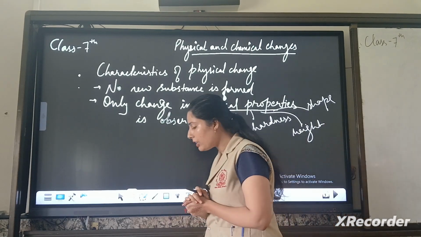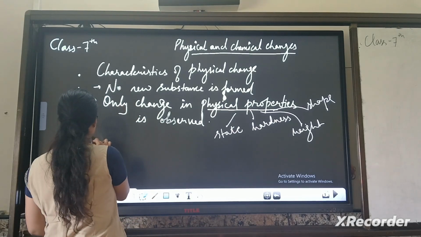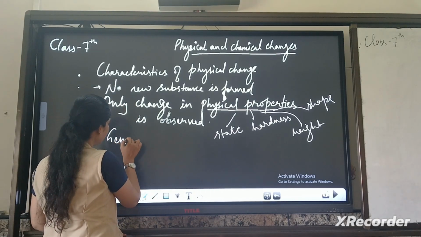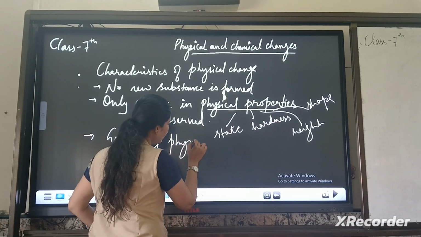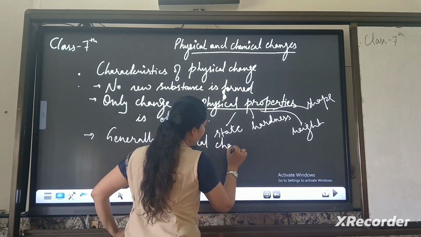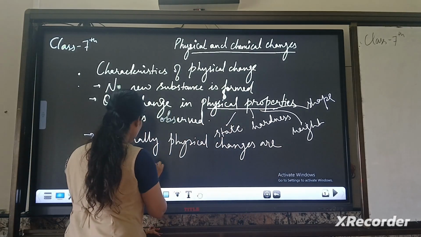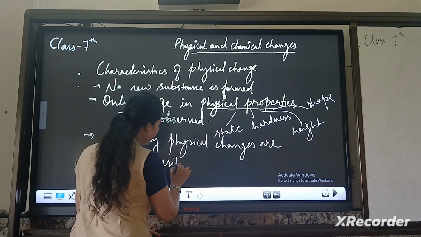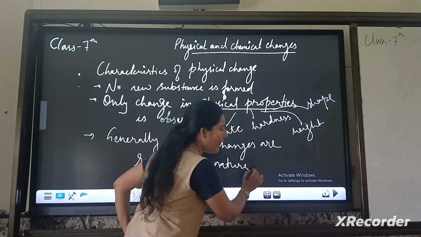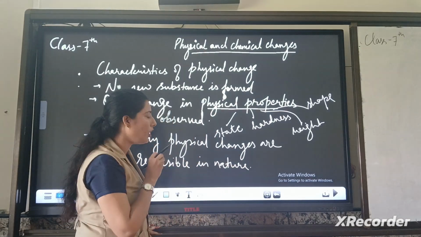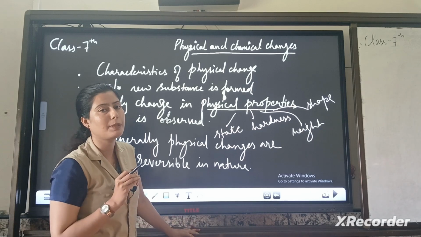Clear? After these two points, there is one more point, which is: generally, physical changes are reversible in nature. Why am I saying generally, not always? Because sometimes physical changes are irreversible in nature.